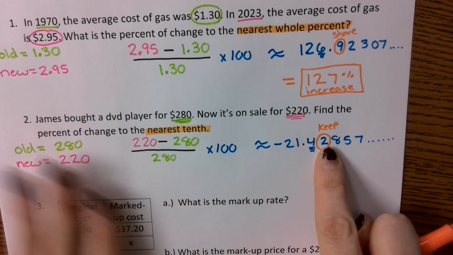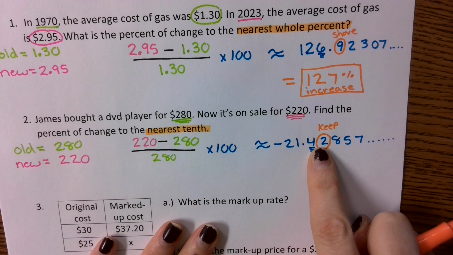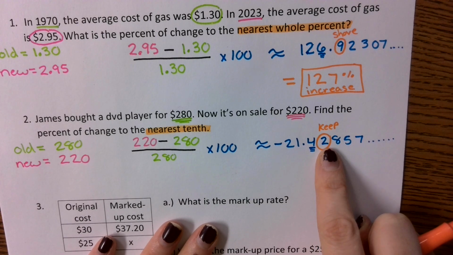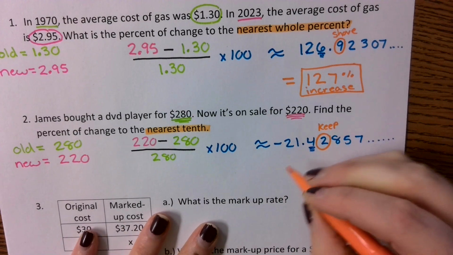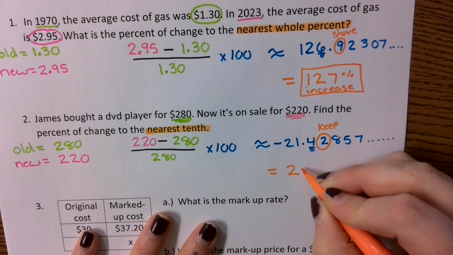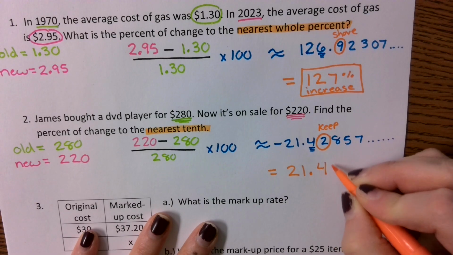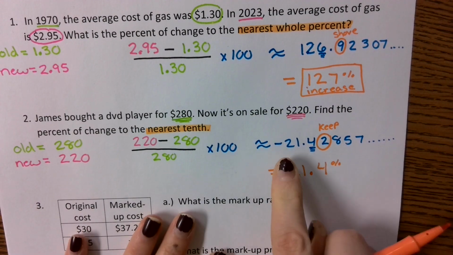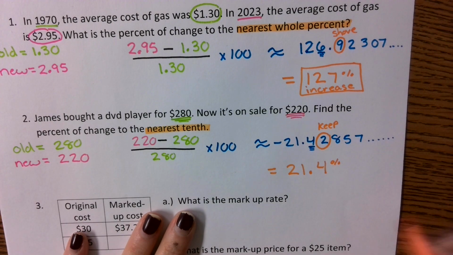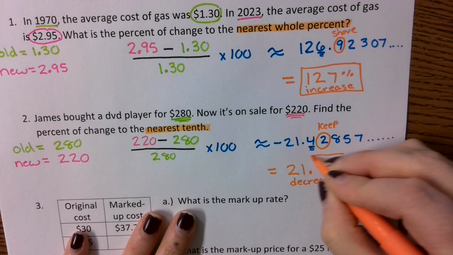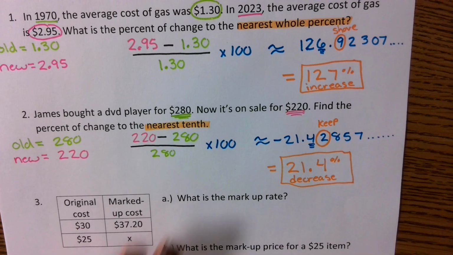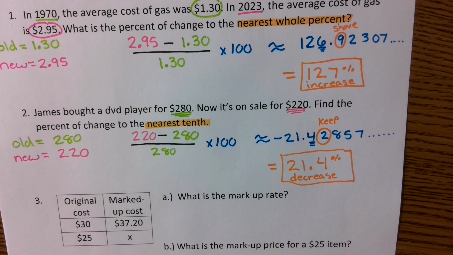So that means our answer is not going to include that 2. What I circled is not going to get included. It's just letting me know what is going to happen. So our final answer here is 21.4%. And because it was a negative, that means this was a decrease. We do not write the negative sign.